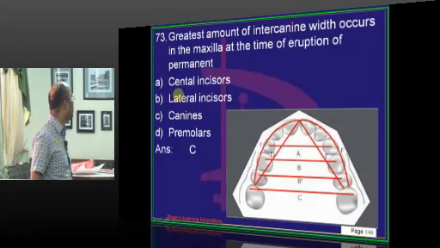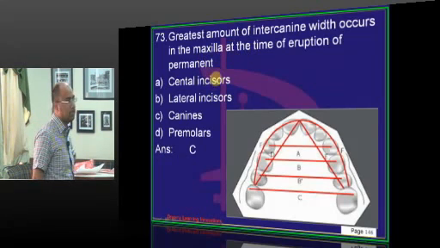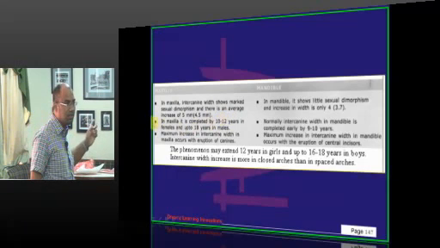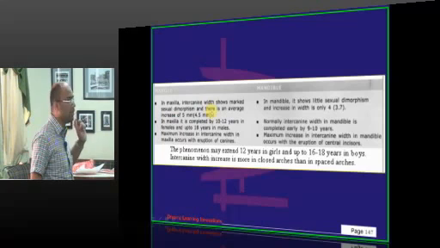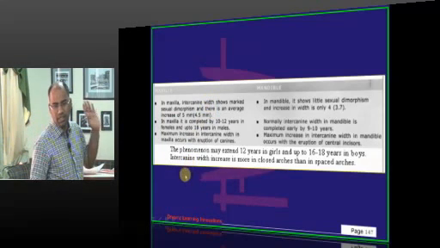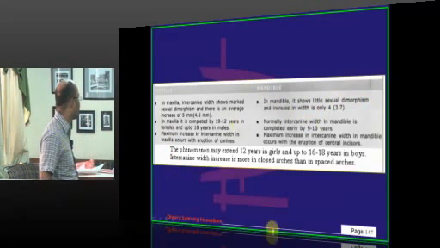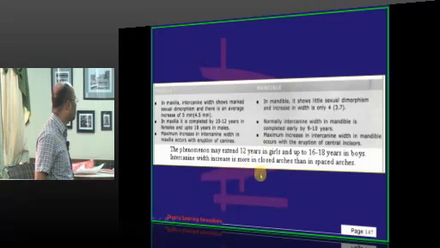Greatest amount of intercanine width occurs in the maxilla at the time of eruption of the permanent canines. Intercanine means canines. Maxilla intercanine width increases approximately 5 millimeters. Mandible around 4. Normally mandible is completed by 9 to 10. Maxilla, the other question we were dealing with, 10 to 12 years in females and up to 18 years in males. 15 to 18 years, intercanine width in maxilla. Mandible 9 to 10 years. This phenomenon may extend up to 12 years in girls and 16 to 18 years in boys.